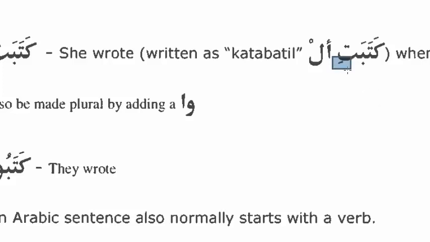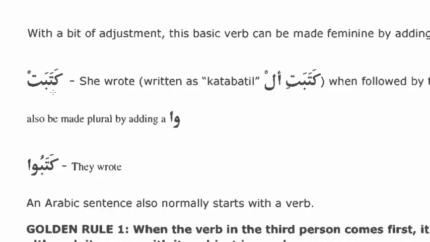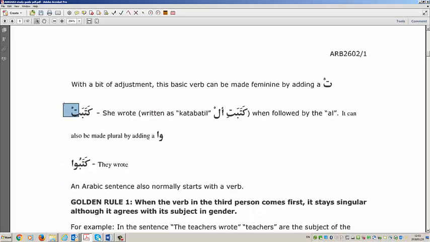And this i here is doing nothing in terms of grammar. It's purely for the sake of sound. Grammatically, this is katabat. The i is just there for euphony, to make it sound smoother. So we added the ta there, and we found that kataba, "he wrote," became "she wrote."